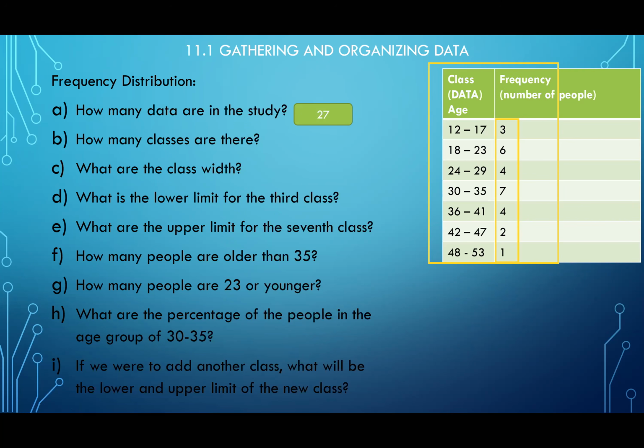Those are your frequency. Those are the number of the individual data we have. Okay. So again, the total frequency is the total number of data. And in this case, the total number of data is 27.